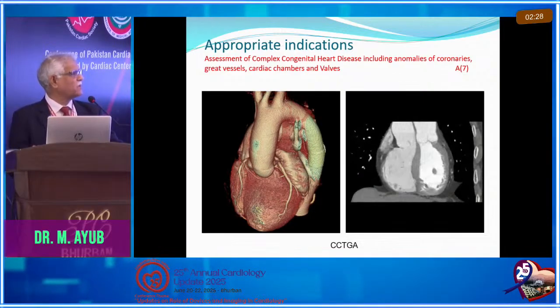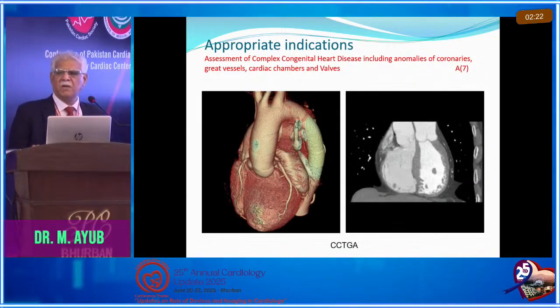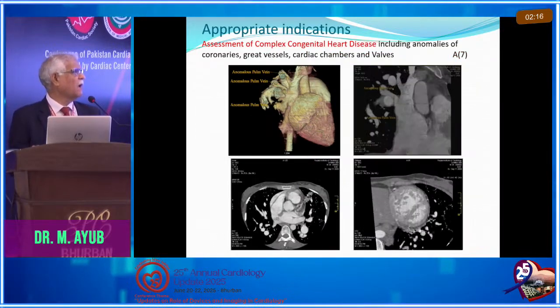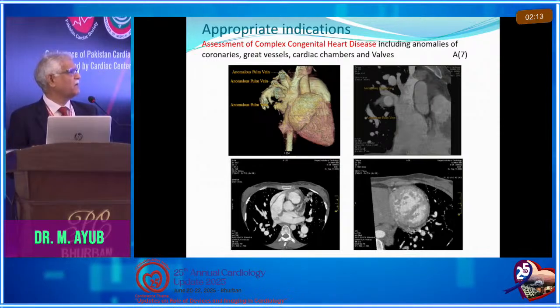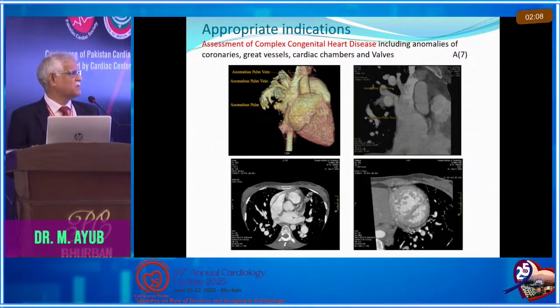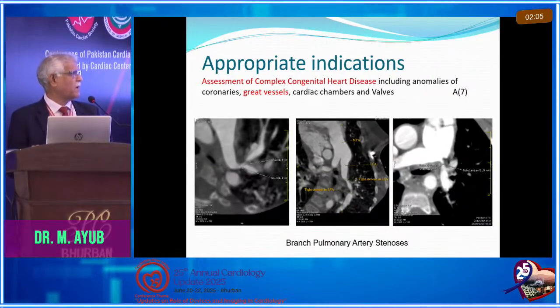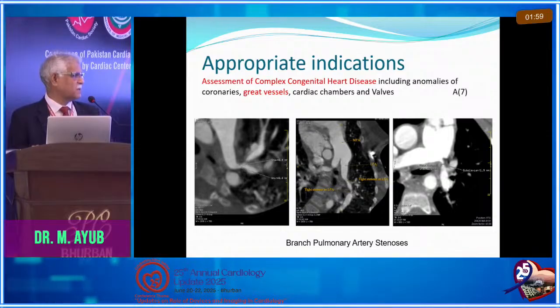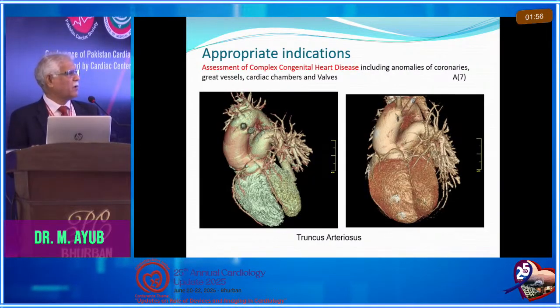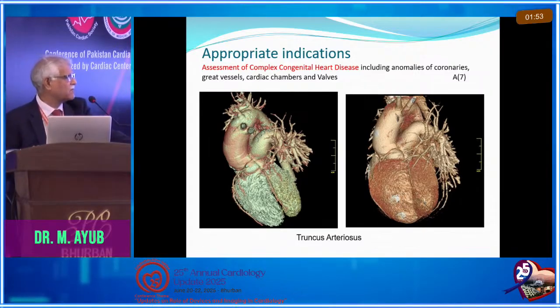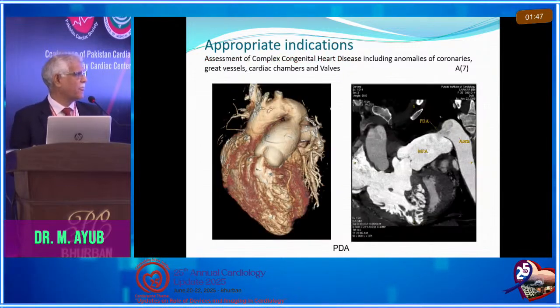In patients with complex congenital heart disease, like this patient with congenitally corrected TGA, CT gives perfect information. In other patients with complex congenital heart disease like anomalous pulmonary veins, ASDs, VSDs, this test is indicated and appropriate. For study of the branch vessels of pulmonary arteries, this test is appropriate. For other complex congenital anomalies like truncus arteriosus, this gives good information and is an appropriate test.